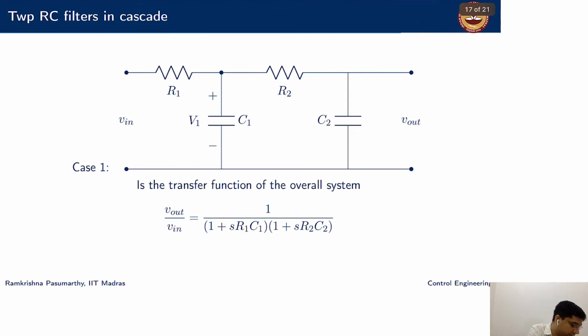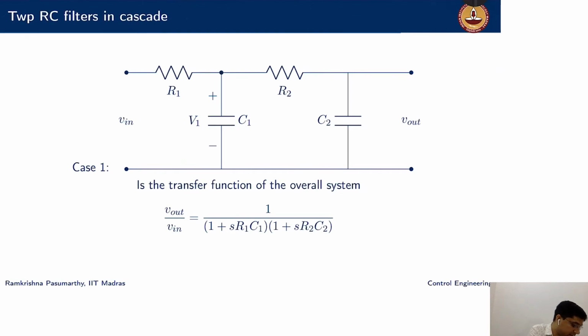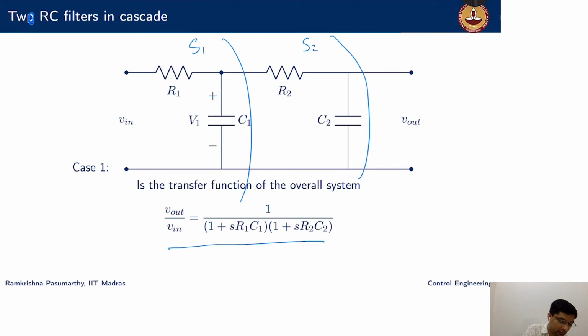Okay, we will see this, and also another question that we will try to answer here is if I have these two RC filters in series, can I look at this as system 1? Can I look at this as system 2? Think of them as a cascade of system 1 and system 2 and say that the overall transfer function therefore should be 1 over S R1 C1 plus 1, times 1 over S R2 C2 plus 1, the product of the transfer functions of S1 and S2. Is this correct? Is this the overall transfer function of the system?